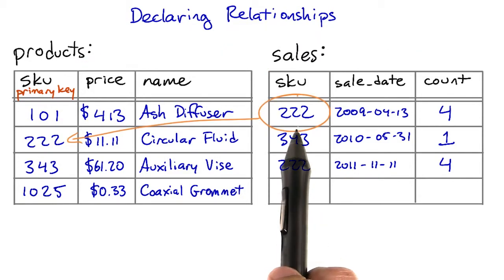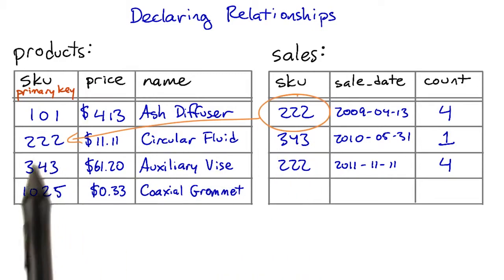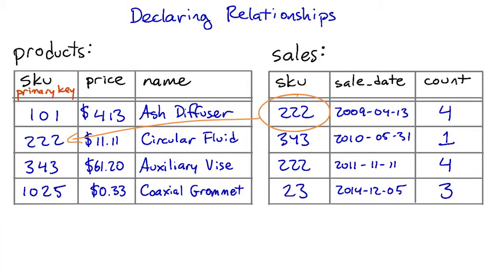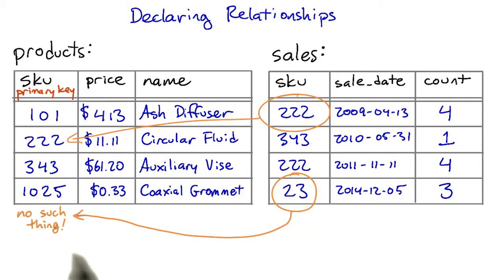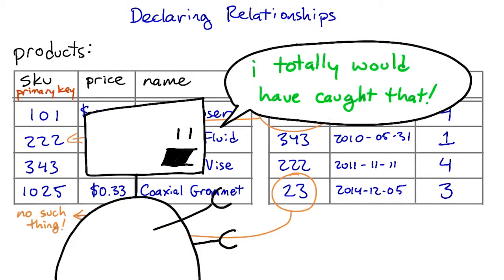We expect that every SKU in the sales table will refer to one over in the products table. But what if we inserted a row in the sales table that didn't match any row in the products table? It wouldn't make any sense. We don't have a product number 23. Inserting this row must be a mistake. And it's a mistake that the database can catch, but only if we tell it to.